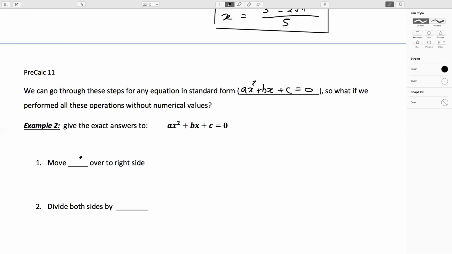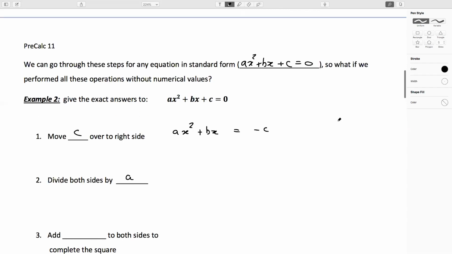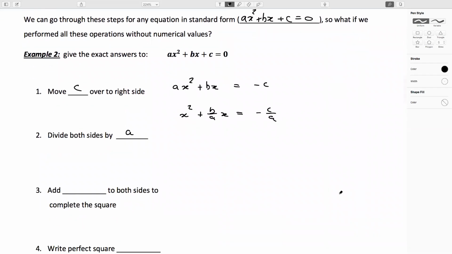We're going to move c to the other side, and it will become ax squared plus bx equals negative c. Then we've got to divide both sides by a. If we divide both sides by a, we'll be left with x squared plus b over a x equals minus c over a. All right, now this is the kind of weird part. We have to complete the square. We have to take b over a, divide it by 2, and square it.